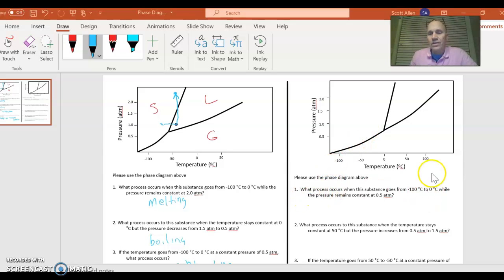So what process would happen if, at 0.5 atmospheres, it went from -100, which would be about right there, to 0? You can see that would be sublimation.